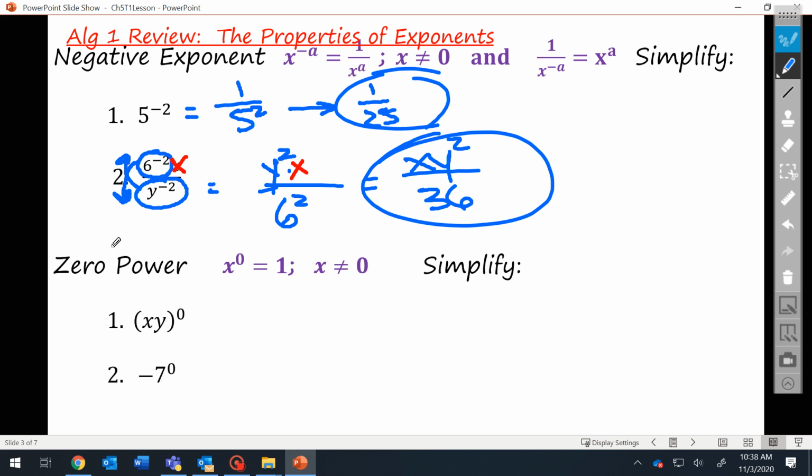0 power. So anything to the 0 power is 1. So xy to the 0 power is 1. And negative 7 to the 0 power is 1. That's the 0 power. This was the negative exponent.